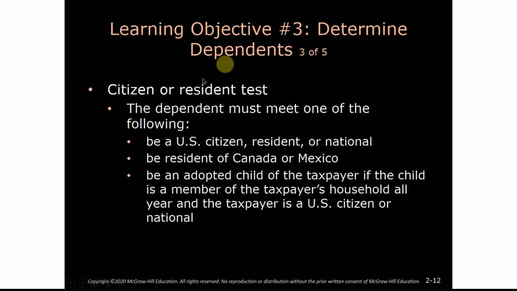Citizen or resident test: the dependent must meet one of the following. In order to claim someone as a dependent, they have to be a U.S. citizen, resident, or national, or they could be a resident of Canada or Mexico, or they could be an adopted child of the taxpayer if the child is a member of the taxpayer's household all year and the taxpayer is a U.S. citizen or national.